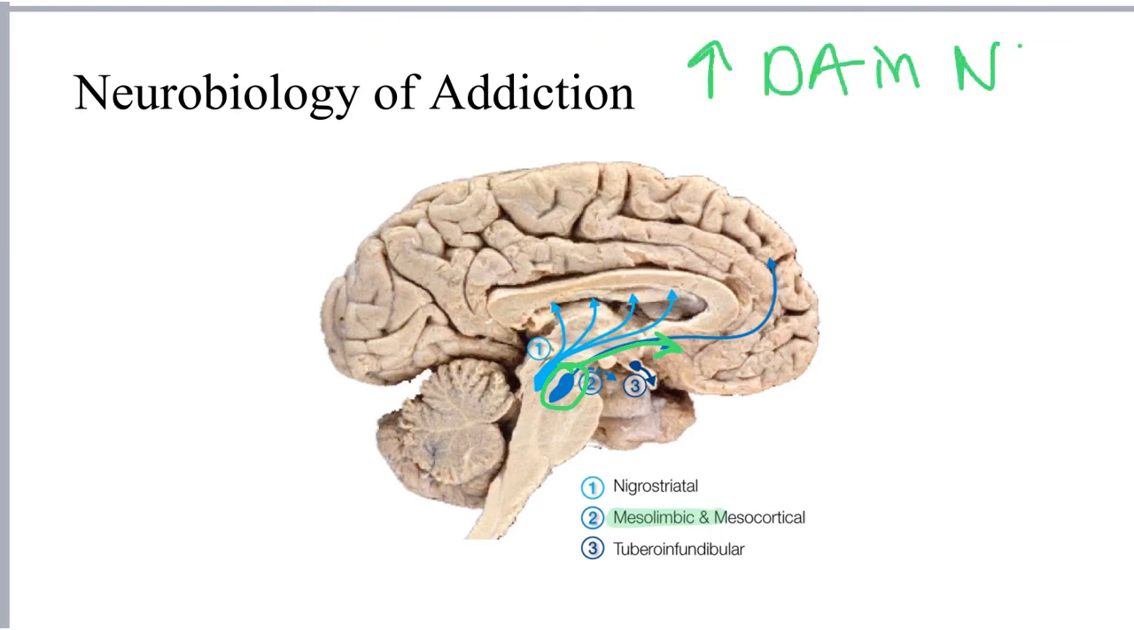There are 3 other dopamine neuron pathways in the brain: nigrostriatal, mesocortical, and tuberoinfundibular, but these are important for other disease states and not as much for substance use disorder.